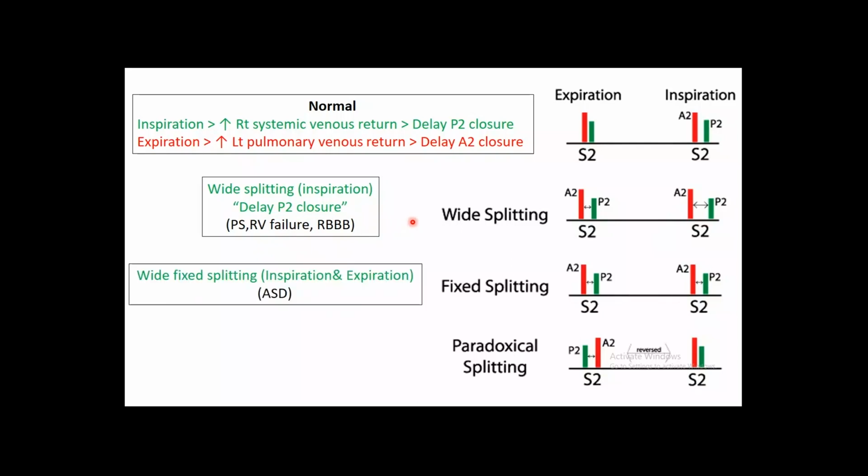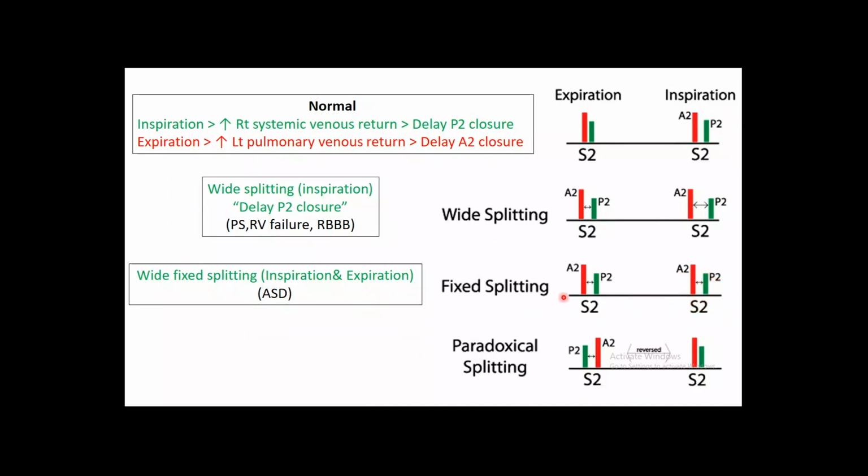The second abnormality is wide fixed splitting. This is caused by atrial septal defect. This is pathognomonic for atrial septal defect. How to understand this fixed splitting? During inspiration, there is an increase in the venous return on the right side, causing delayed pulmonary valve closure on inspiration.